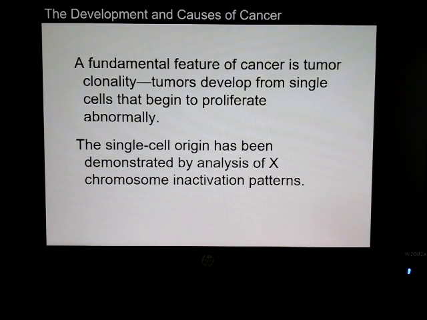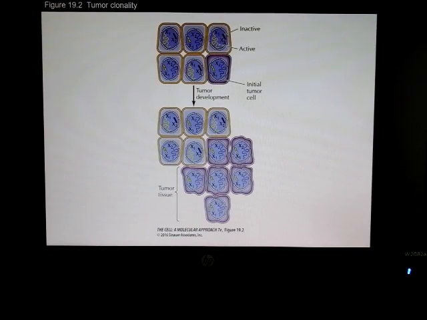So one of the features that we have to look at in cancer is what we call clonality. And tumors develop from single cells that begin to proliferate abnormally. The single cell origin has been demonstrated by analysis of X chromosome inactivation patterns. So basically, you take a look at different cells and you look at inactive versus active. And here's an initial tumor cell right here.